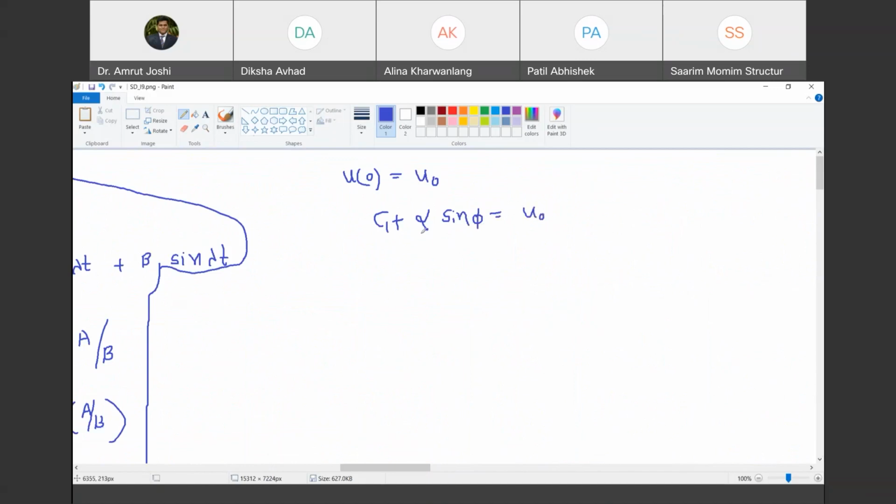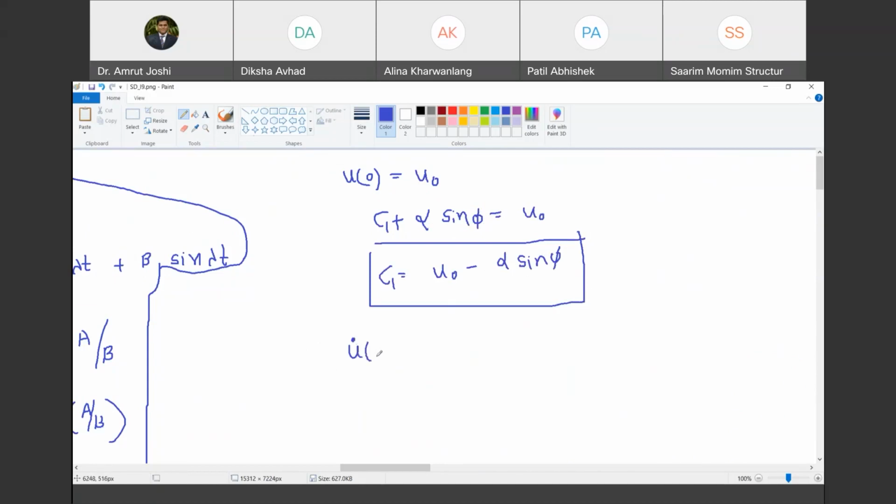Is alpha known? Yes. Is phi known? Yes. In terms of A and B. A and B are known in terms of system properties. So we are okay. So alpha is known, phi is known. So therefore, what is the value of C1? C1 is equal to U0 minus alpha sin phi. C1 की value तो मिल गई. Happy?